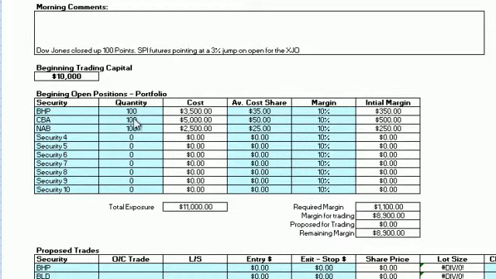The quantities, I'll put in 100 there. I then put in my average cost per share, which then will work out my full cost, so I've got a total exposure that I can monitor. My margins, you can vary these margins depending on the margin of the stock itself. So therefore my total margin requirement, etc. Just a bit of a snapshot of what I'm coming into the day with.